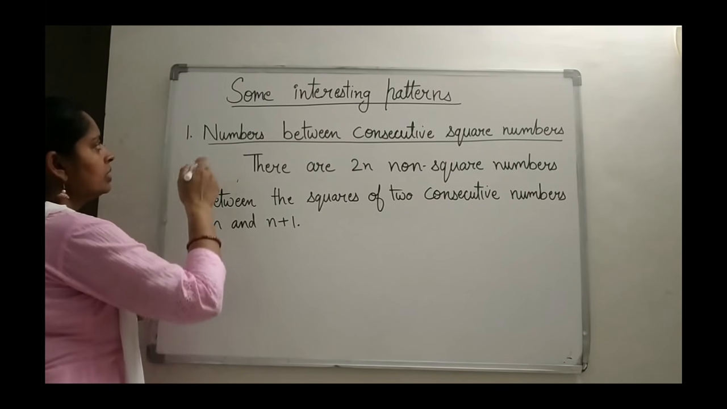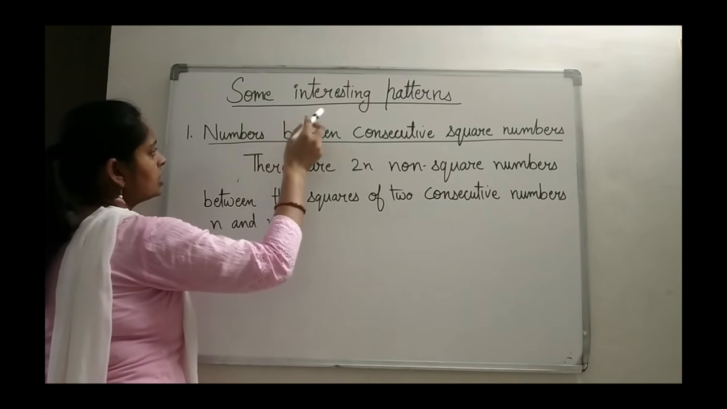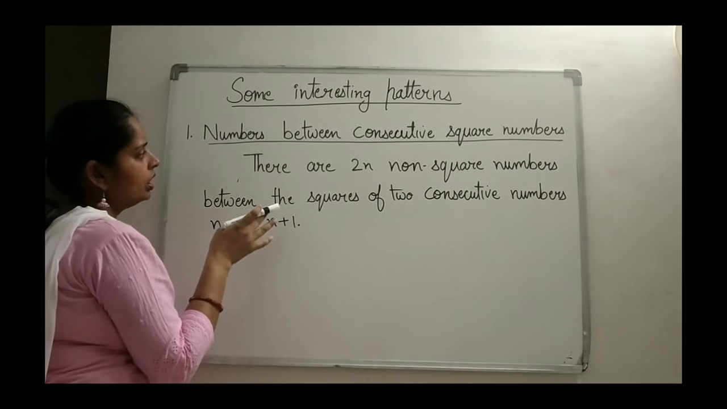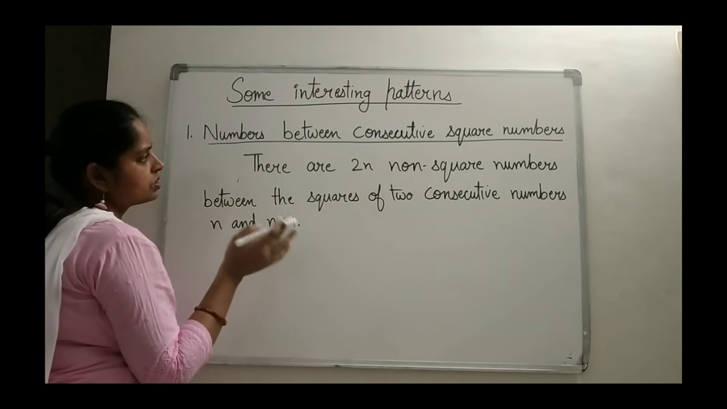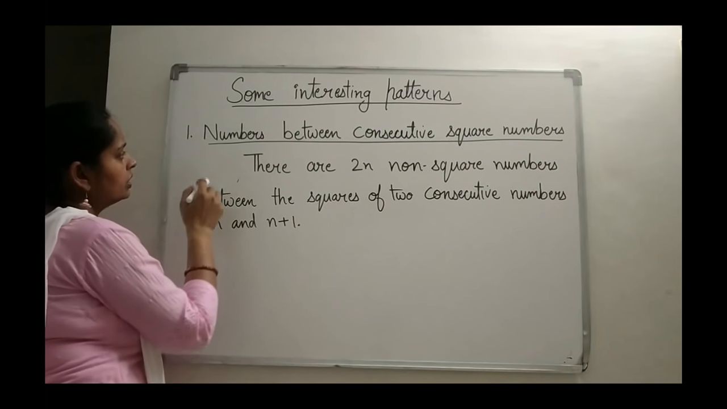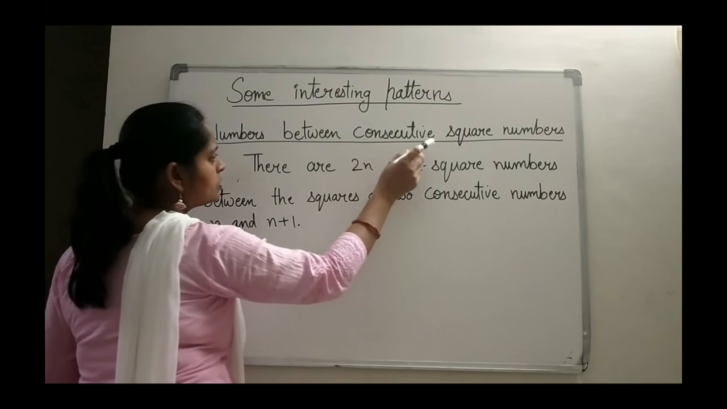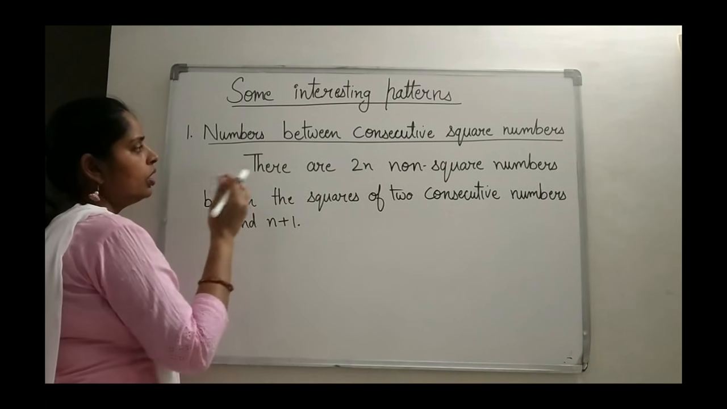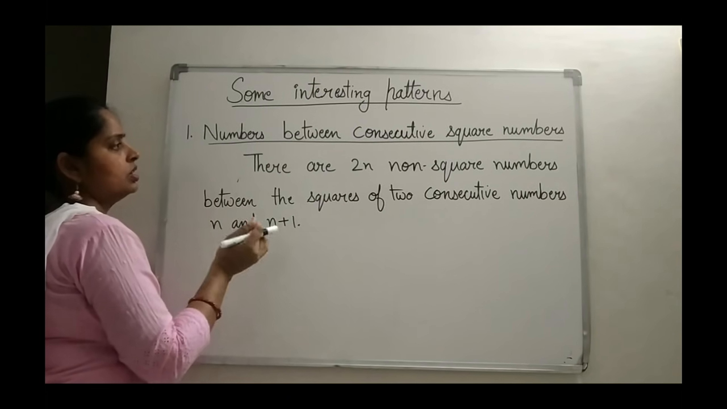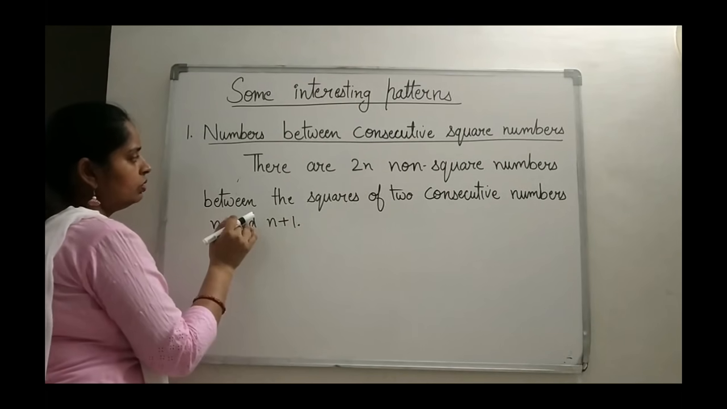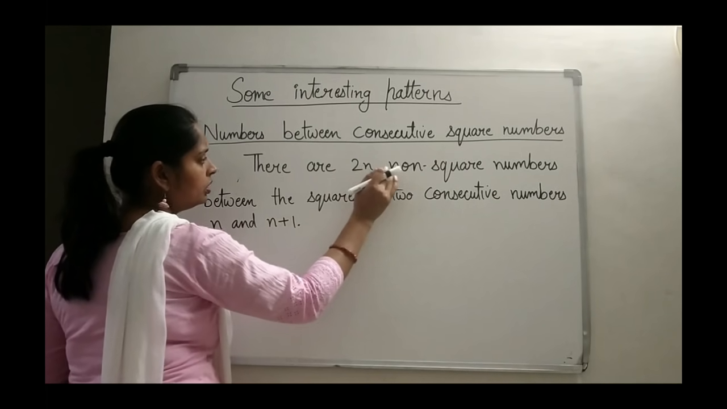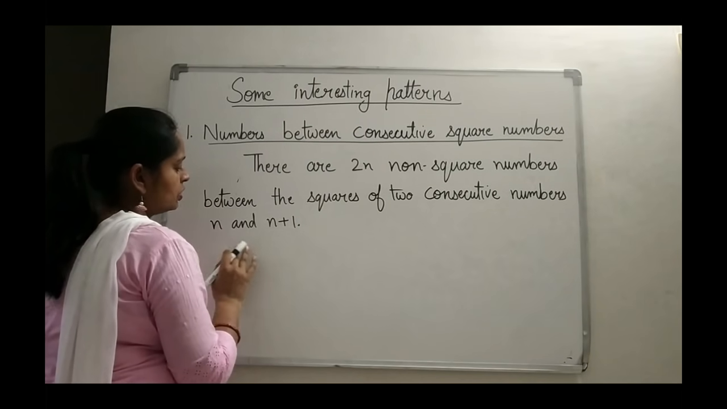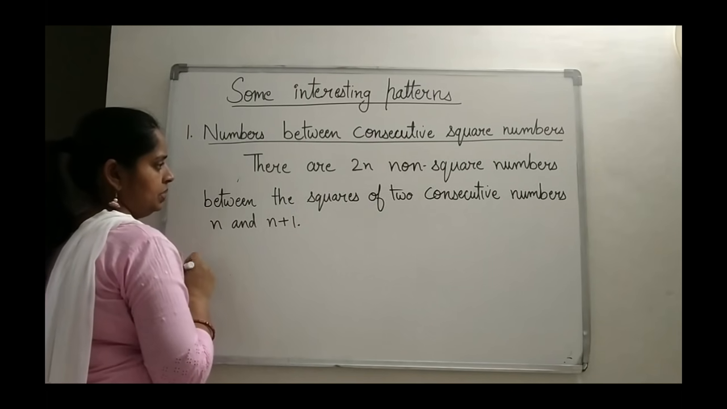Okay. Now see some interesting patterns on the basis of squares. On the basis of these, direct questions are there. So see the very first pattern: numbers between consecutive square numbers. Two consecutive square numbers are there, so what are the numbers between them? What is the rule here? There are 2n non-square numbers between the squares of two consecutive numbers n and n plus 1.